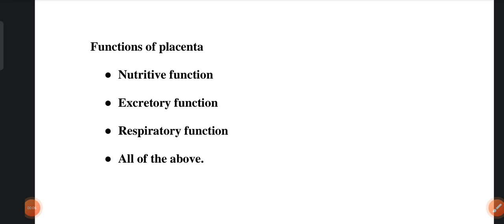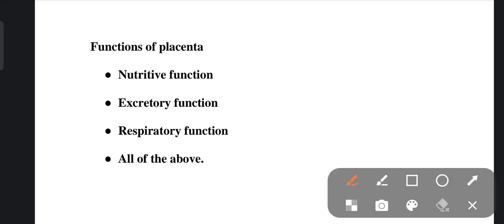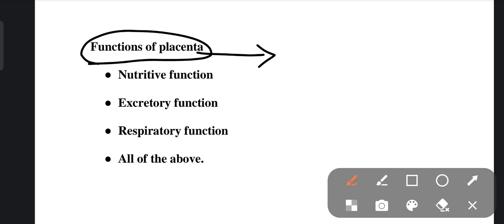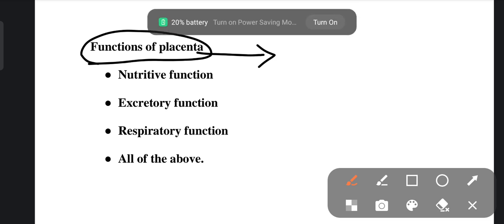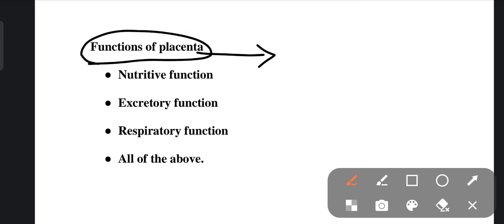Today we'll see some of the basic questions for upcoming staff nurse examinations. So the first question is functions of placenta. Placenta is nothing but a protective layer of the baby in the mother's womb. So what are all the functions of placenta?